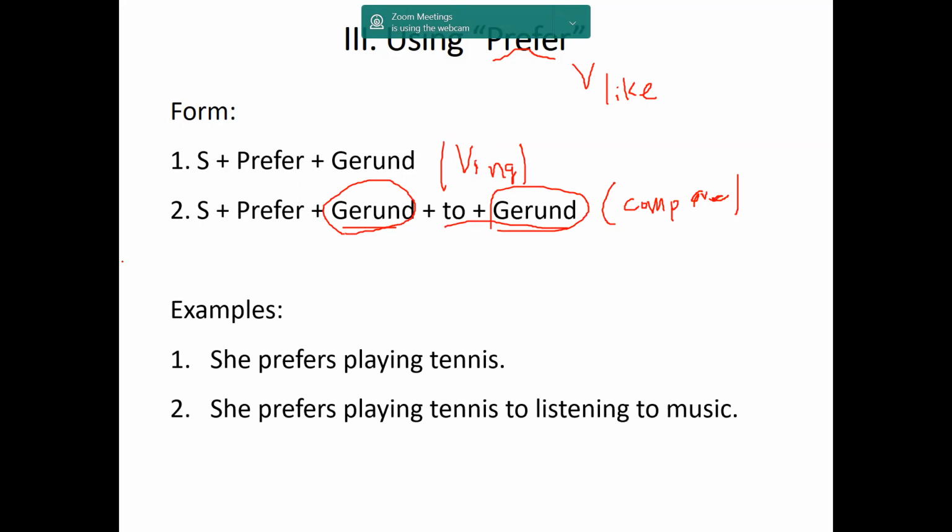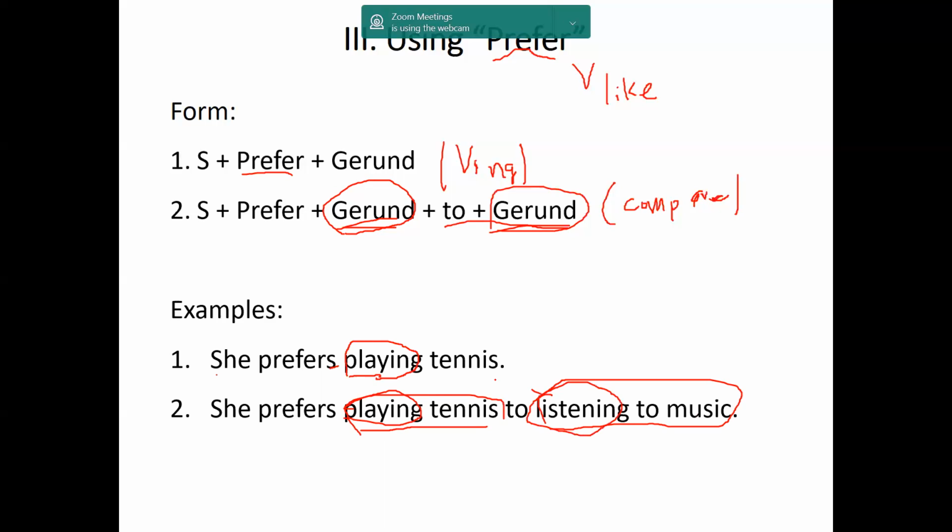So example number 1, she prefers playing tennis. You can see here prefer, right? And then because of she, prefer takes an s, and then plus gerund with the word play, and I add ing, it becomes gerund. She prefers playing tennis. And then talking about form number 2, if you want to compare from the first gerund to another gerund, you can see, she prefers playing tennis to listening to music. So we compare from what? From playing tennis and listening to music. Okay, so we compare from the gerund playing to the gerund listening.